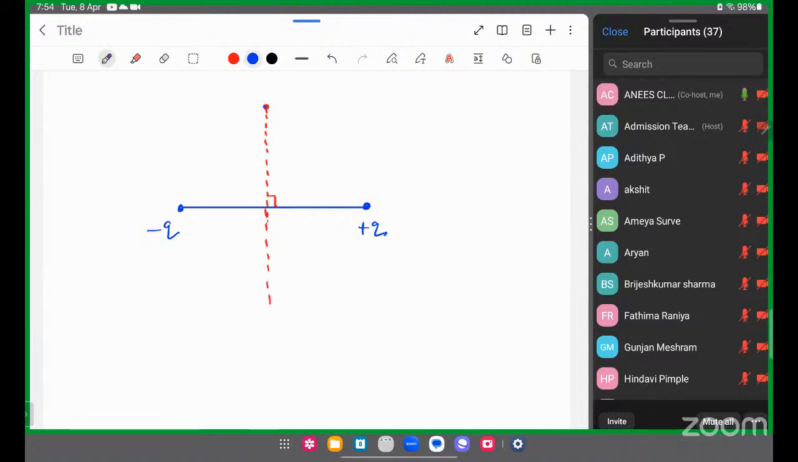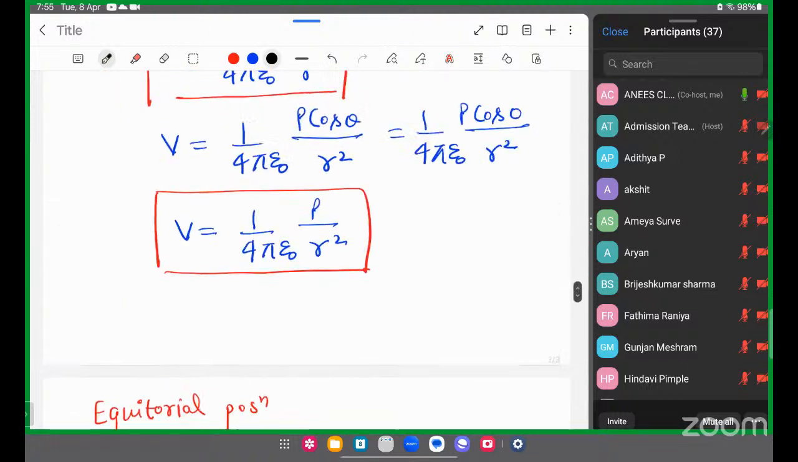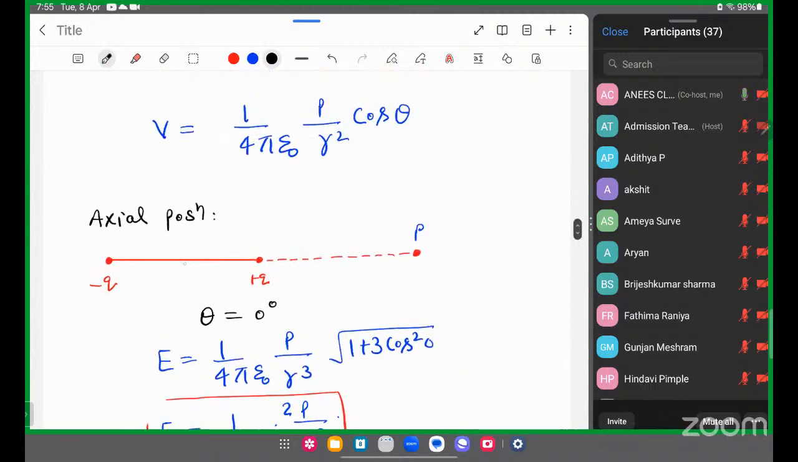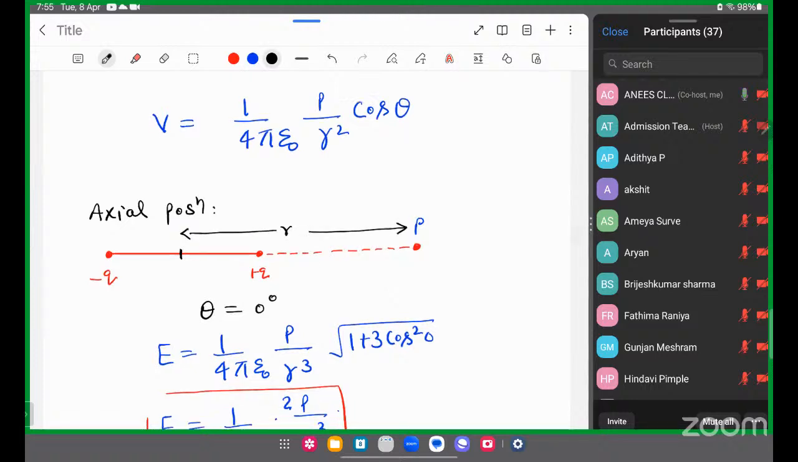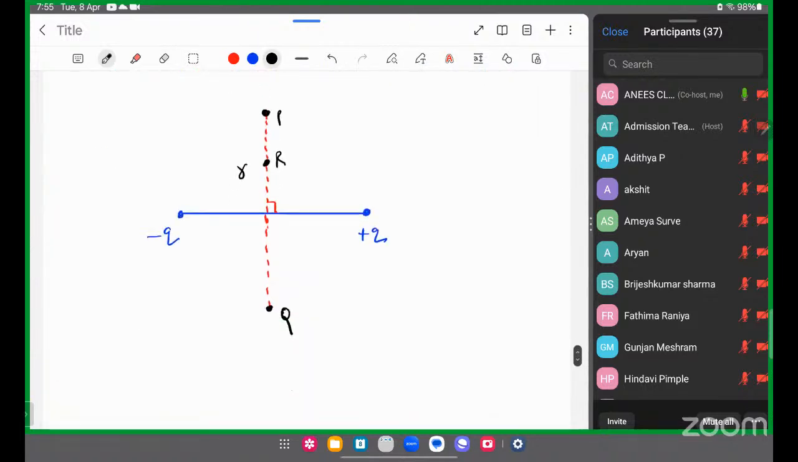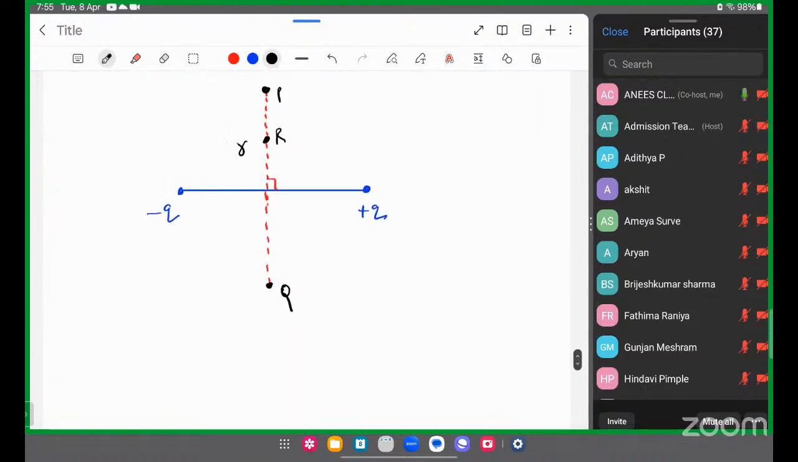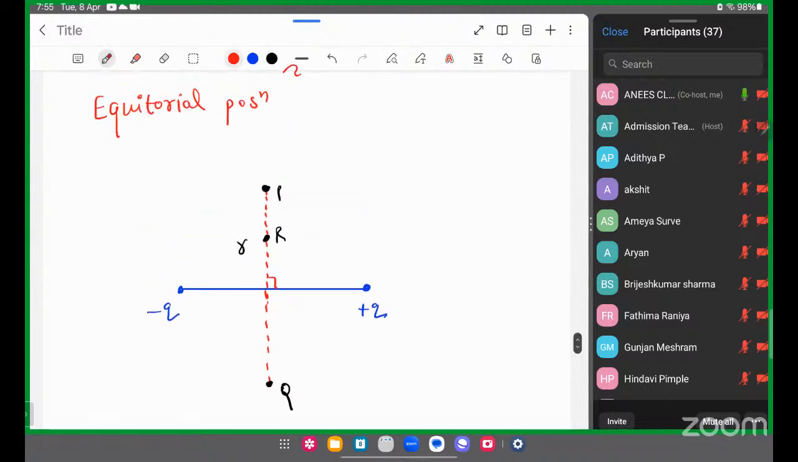Point may be anywhere. Point may be this point P, or it may be here, any other point Q, or this may be the point of interest R. The distance from the midpoint to the point of interest, let's say this distance is R, as in this case, from the midpoint, this distance is R. So distance will be taken from the midpoint. And in this case, the value of theta will be 90 degrees. So we can substitute the value of theta in the formula.